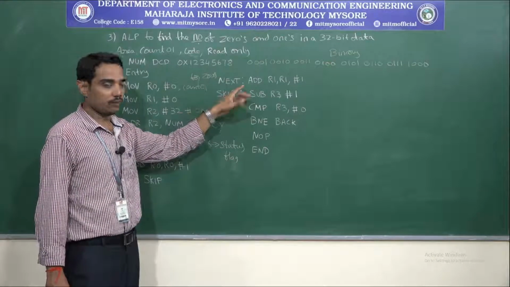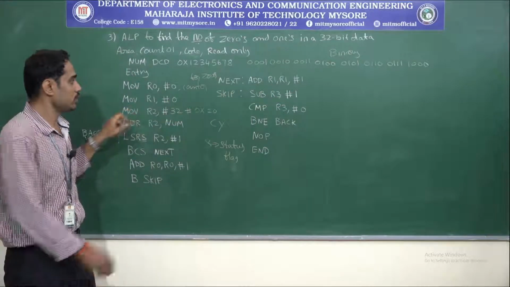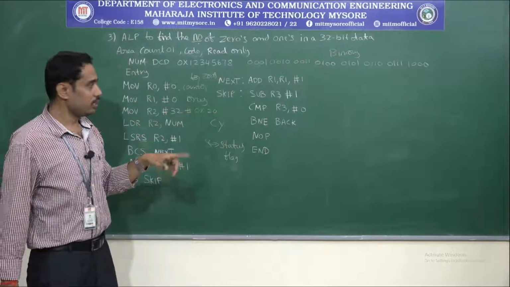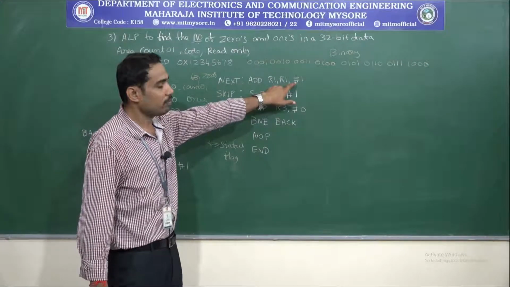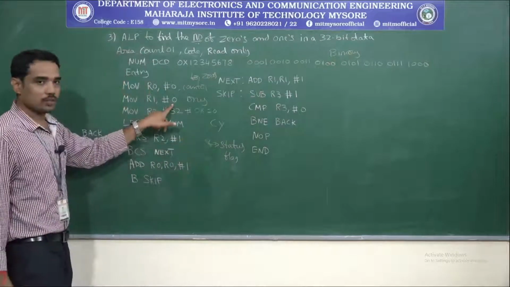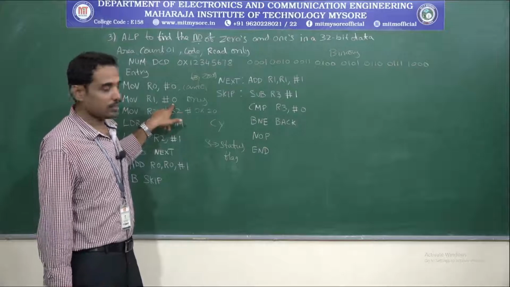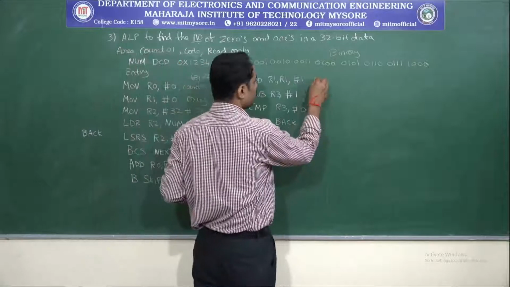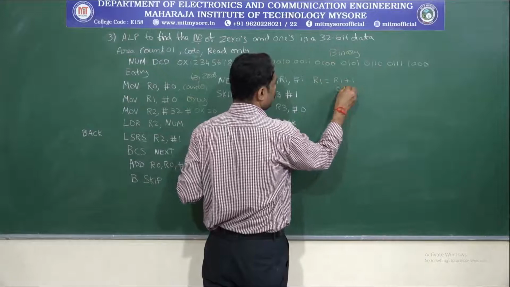If there is carry, you have to take the account of number of ones. Number of ones has to be incremented. For that purpose, it comes here. Next, ADD R1 comma R1 comma hash 1. Before execution, what is the value of R1? R1 is 0. Let us assume that the carry is generated, the status flag is set, then R1 is equal to R1 plus 1. That is 0 plus 1.